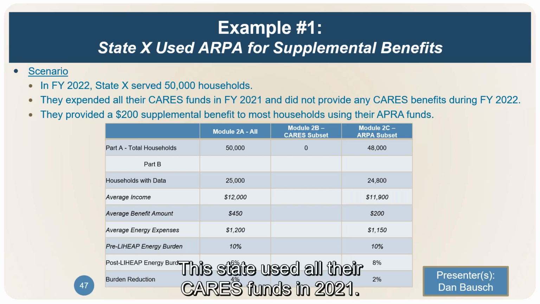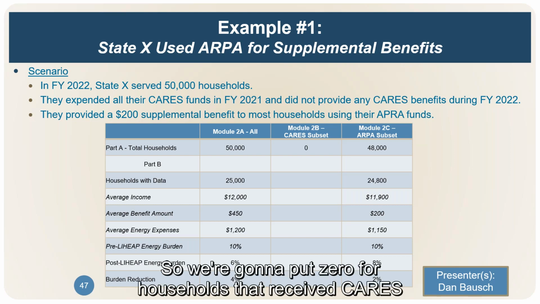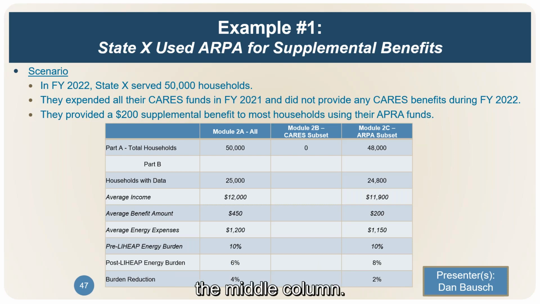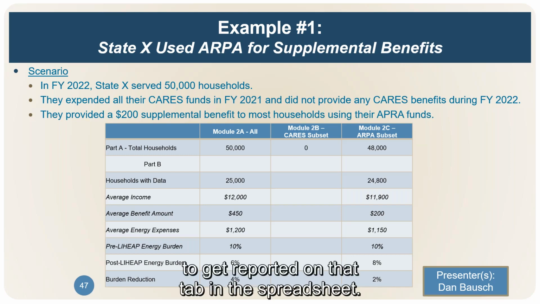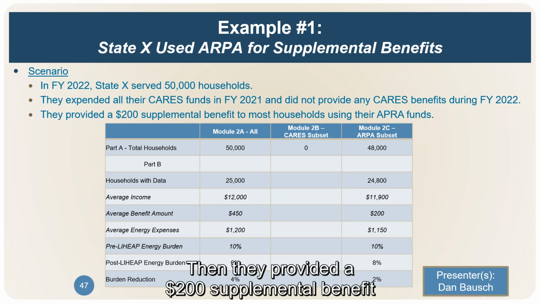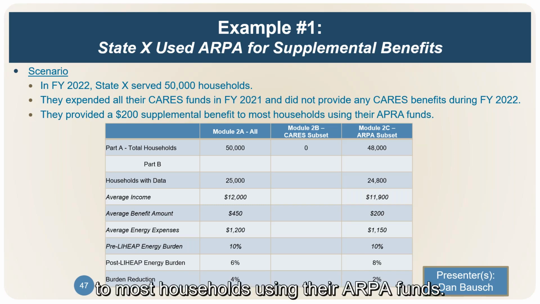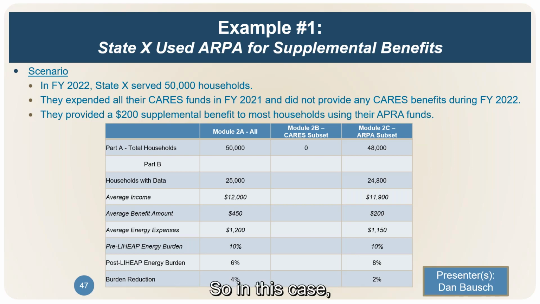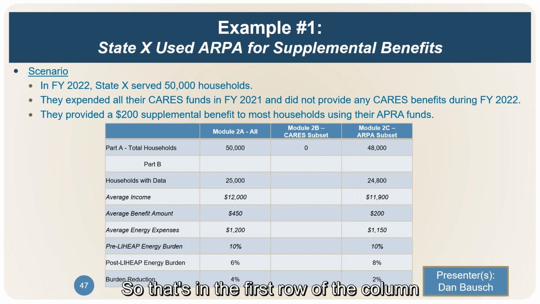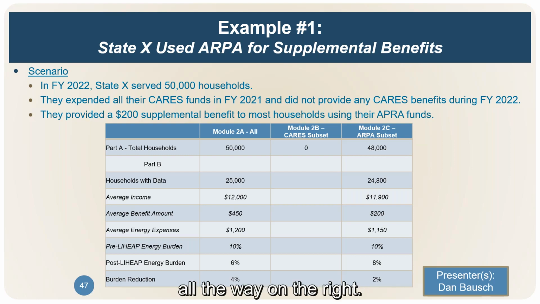This state used all their CARES funds in 2021. So we're going to put 0 for households that received CARES bill payment assistance. That's in module 2B, the middle column. So there's nothing that needs to get reported on that tab in the spreadsheet. Then they provided a $200 supplemental benefit to most households using their ARPA funds. So in this case, they look at how many households received this. It happened to be 48,000 here. So that's in the first row of the column all the way on the right.